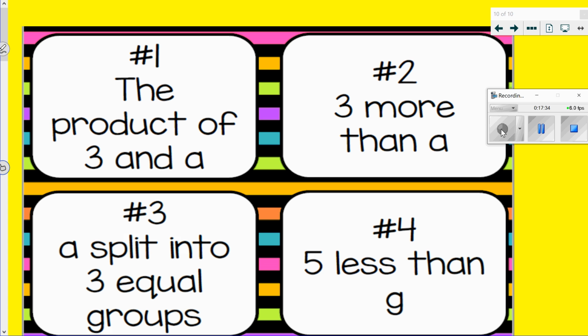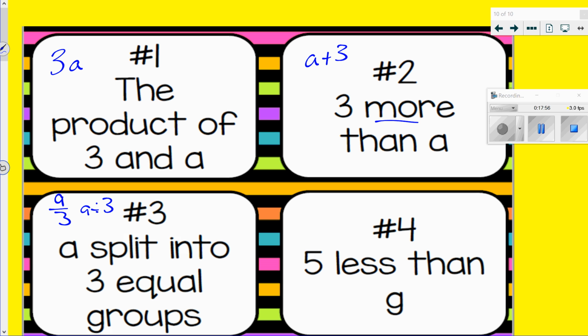Okay, first one, product of 3 and A. 3A. If you did a dot, that's okay. If you did an X, it's wrong. If you did A3, that's minus 1/2. Number 2, 3 more than A. More than is a flipping phrase. A plus 3. If you did 3 plus A, minus 1/2. Number 3, A split into 3 equal groups. That's a division. You could either write it as a fraction or with the division symbol.